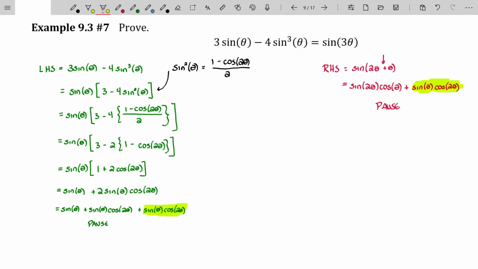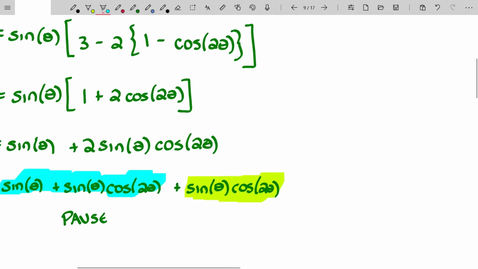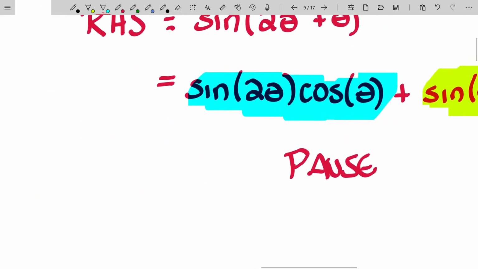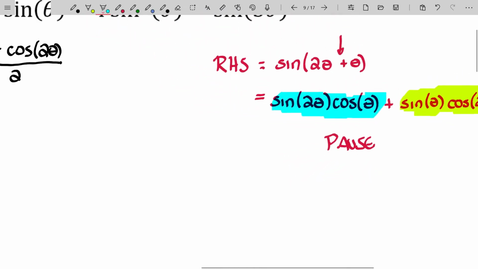So really now my work is just to make the other terms, let me highlight them, this guy and this guy, I just need those two to match now. The yellow highlighted stuff now matches. I need to get the blue stuff to match. So let's take a look at our options. I need sine plus sine of cosine of 2 theta to turn into sine of 2 theta, cosine of theta, or vice versa.